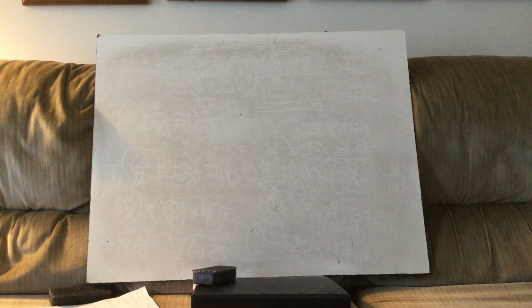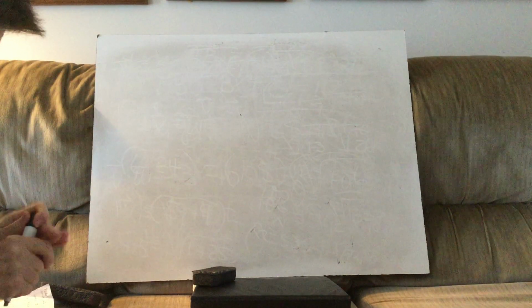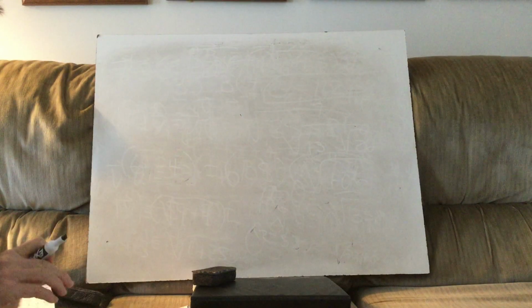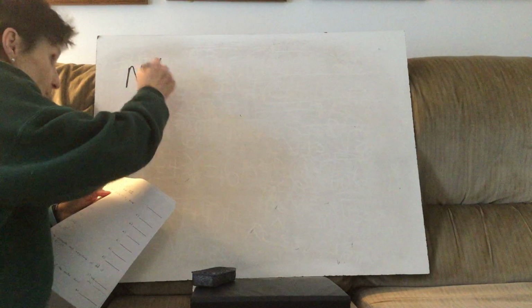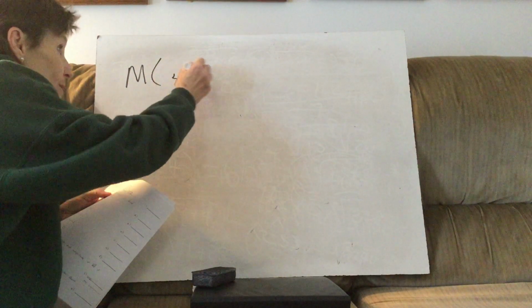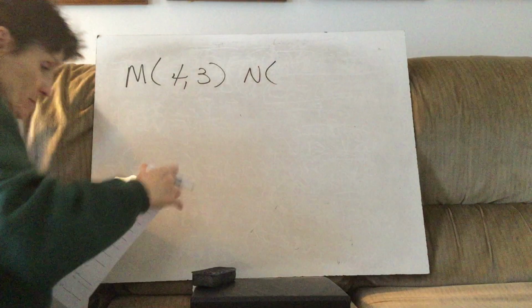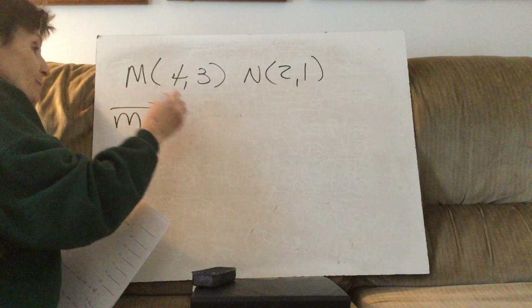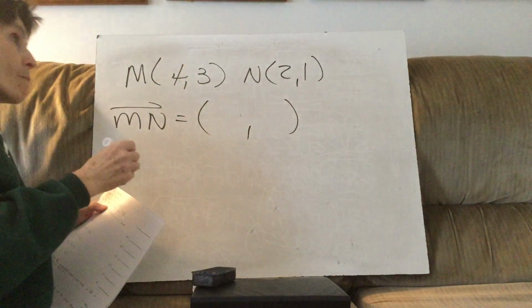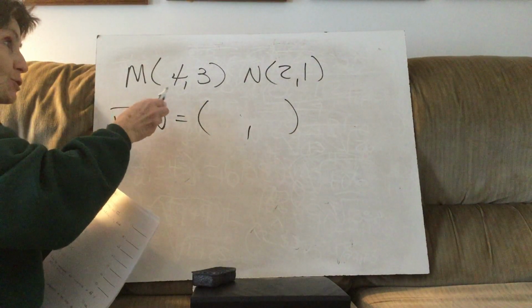Okay, here is practice quest number 2 for 6-1 to 6-3. So again, the directions say round to the nearest hundredth when rounding is necessary. So first problem says point M is (4, 3), point N is (2, 1). Find the coordinates of vector MN. All right, you've done this a million times. You know how to do this.